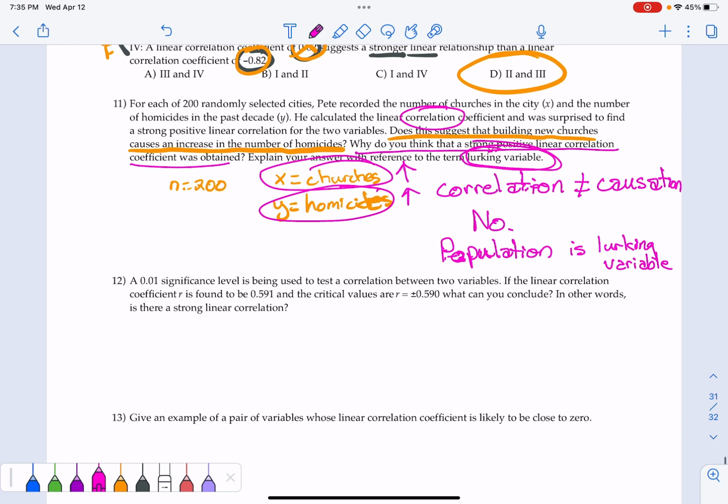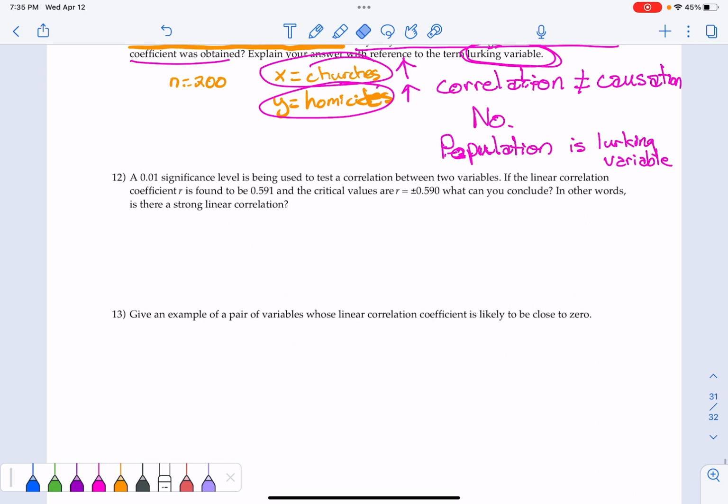Okay. So all of those things you have to keep in mind as a stats thinker when you get these results. You have to pay attention to all of the variables, okay? All right, 12 and 13, here we go.